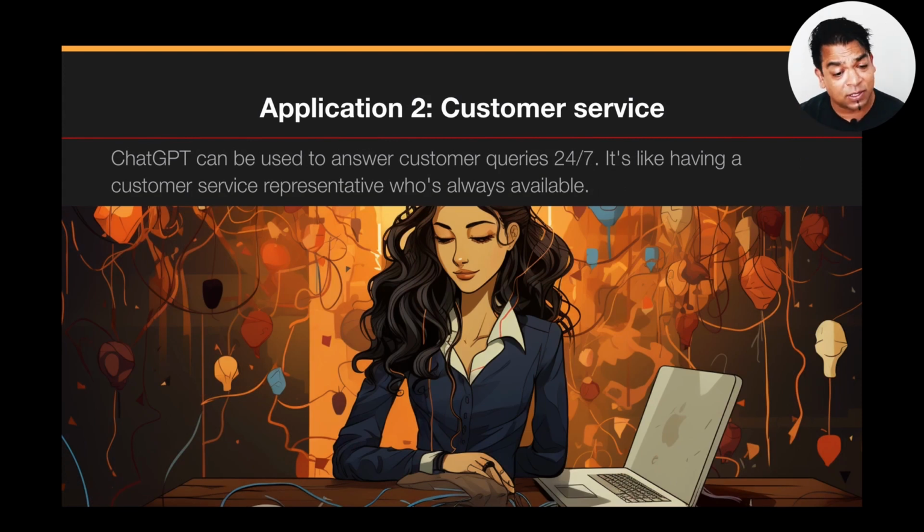Number two, customer service. I just watched a video yesterday on how a whole sales call for Tesla was automated using AI. It was in real time using real voice, what sounded like a real voice at least. And it was two specific questions that a customer called up and was looking to answer. So ChatGPT can be used to answer customer queries 24/7. It's like having a customer service representative who is always available.